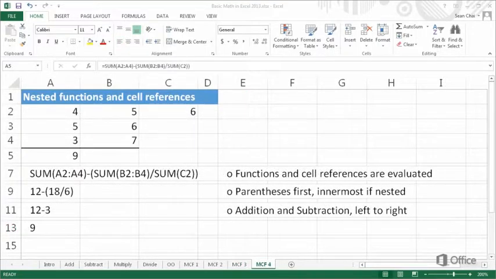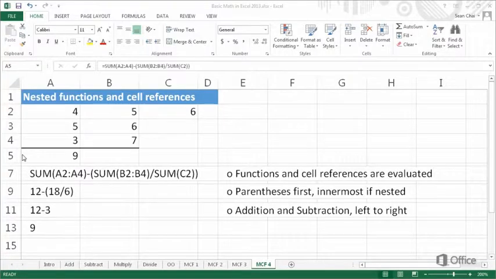You can use functions and formulas with multiple operators, including nested parentheses. Functions and cell references are evaluated and treated as the resulting numbers. The parentheses that follow a function name act only as a container for the function's arguments, such as numbers or cell references, and don't affect the order of operations in a formula.